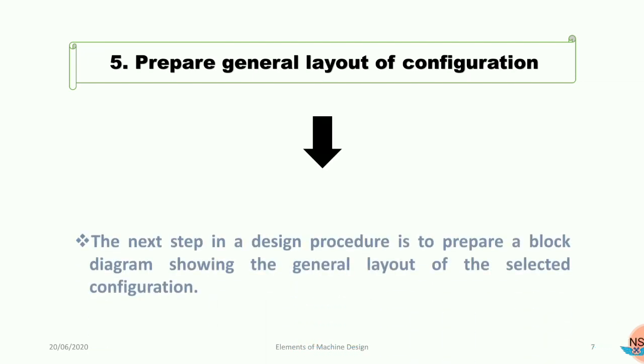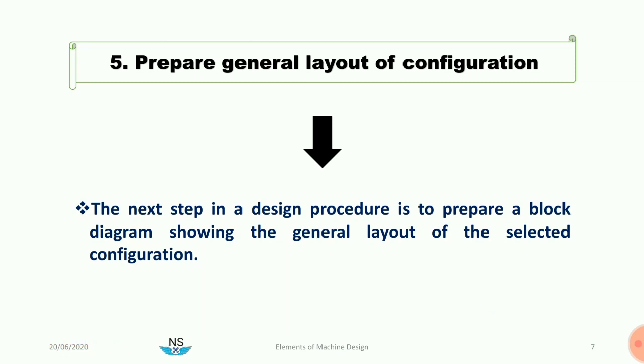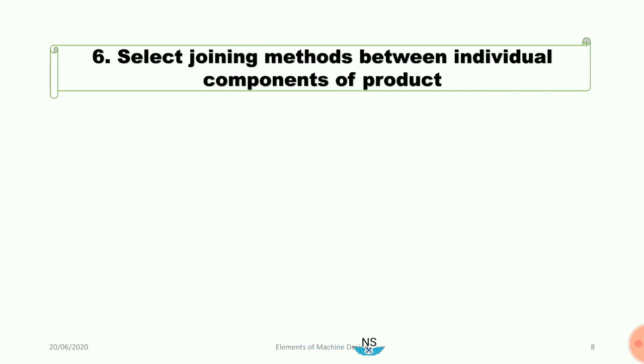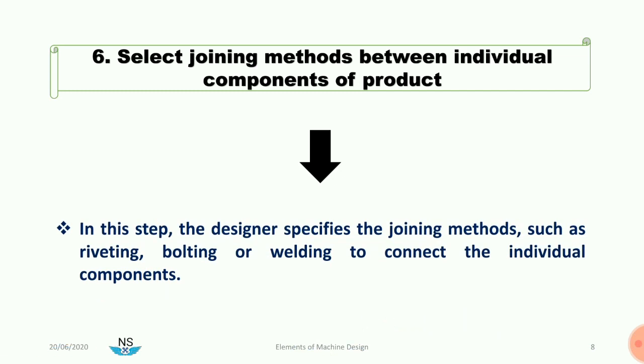Then the fifth step in the design is to prepare the general layout of configuration. The next step in the design procedure is to prepare a block diagram showing the general layout of the selected configuration. And the next step is to select joining methods between individual components of the product. In this step, the designer specifies the joining methods such as riveting, bolting, or welding to connect the individual components.